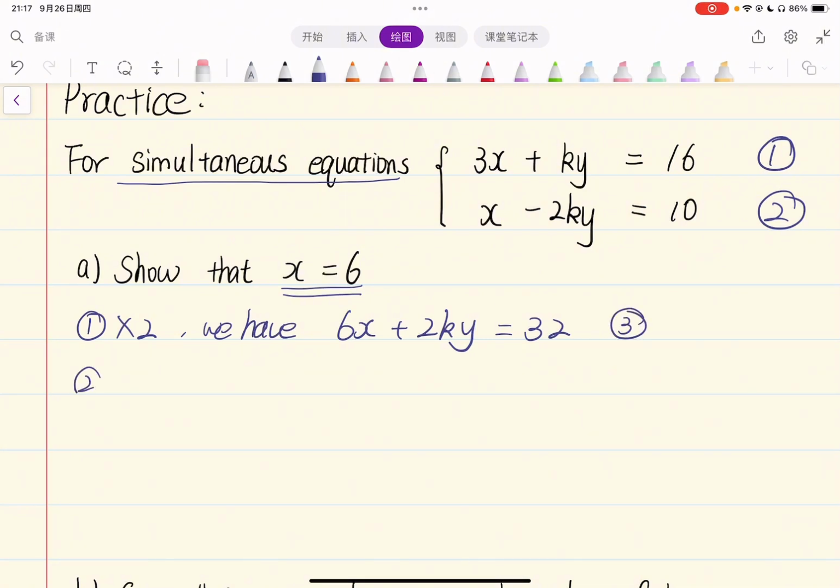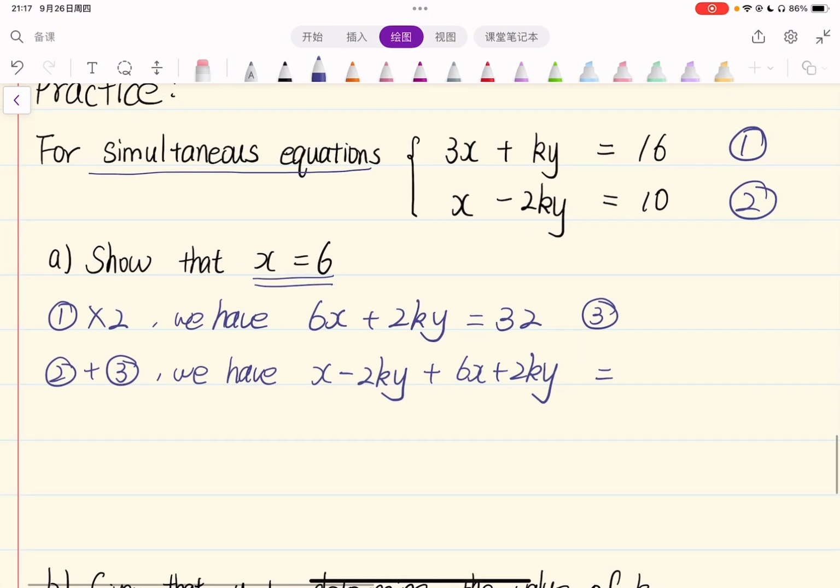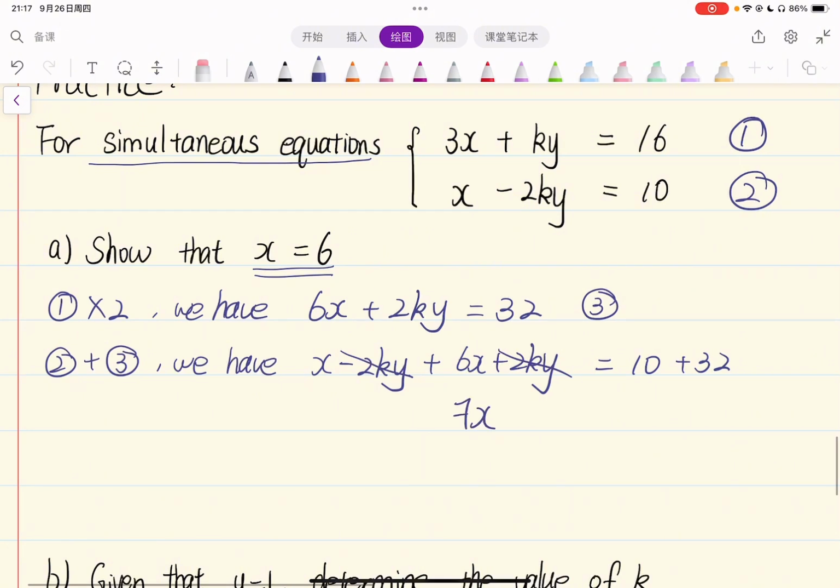And then equation 2 plus equation 3, we have, let me write correspondingly, x minus 2ky plus 6x plus 2ky as the left hand side, and the right hand side we have 10 plus 32. y disappears, and we have 7x equals 42. So x equals 6.